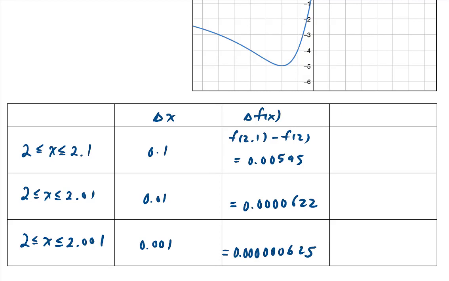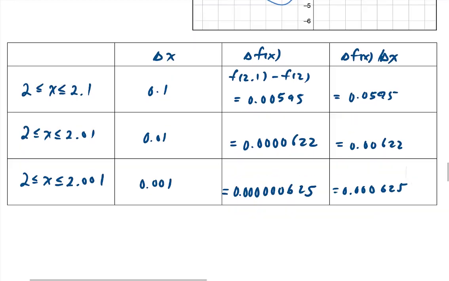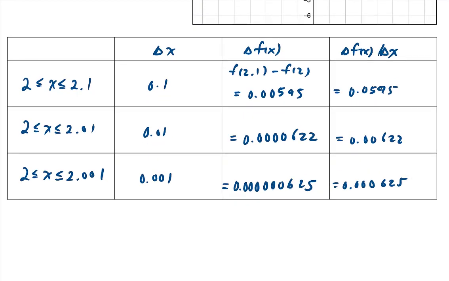Now if we take the delta f of x and divide it by the delta x, for our first one we'll end up with decimal 0.595, then decimal 0.00622, and then finally decimal 0.00625. And you can see we're getting closer and closer to 0. And now we have shown that the slope of the tangent at x equals 2 is approximately 0, and this verifies that at x equals 2 there is a local maximum.